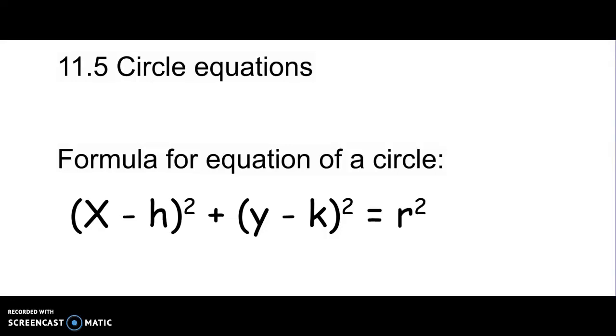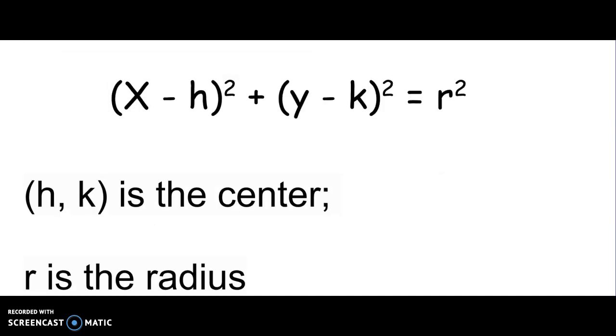This video goes over the formula for the equation of a circle. The formula is (x minus h) squared plus (y minus k) squared equals r squared. H and k are going to be the center of your circle.